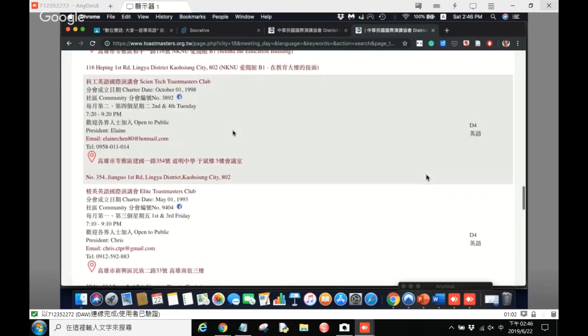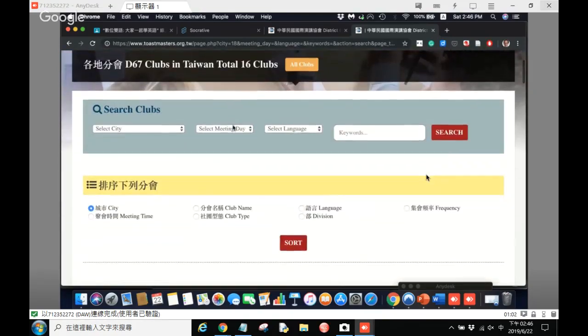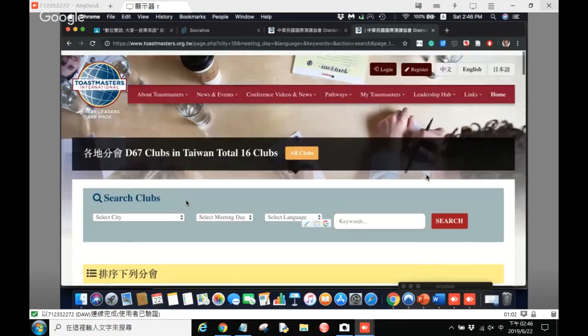There are lots of clubs here. You can look for a club by location. You can look by the meeting day, what day of the week it meets. Most clubs meet once a week or once every 2 weeks, usually on the same day. You can look for a club by language: an English club, a Japanese club, a Chinese club, a Taiwanese club, a Hakka club, or even a bilingual club, usually English and Mandarin. This is a pretty good way to practice your English speaking and listening, I think. So again, I recommend that.